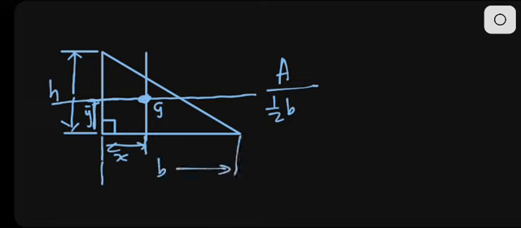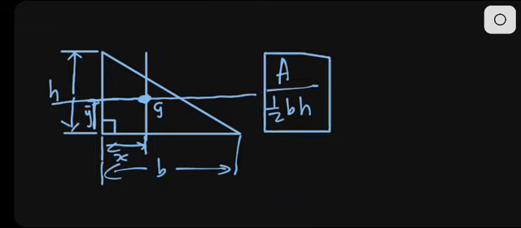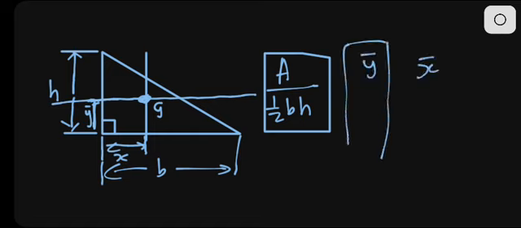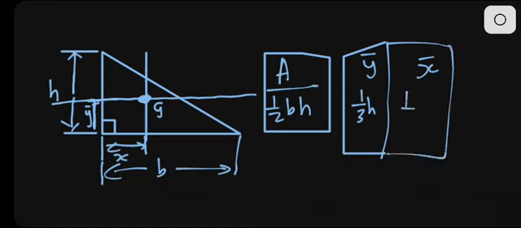We'll have our base like this. So the area will be base multiplied by what? By height, right? This is our area. What about y bar and x bar? Y bar will be given by 1/3 multiplied by h. Also x bar will be given by 1/3 multiplied by h. That is the position of the centroid, guys. So this is what we have.